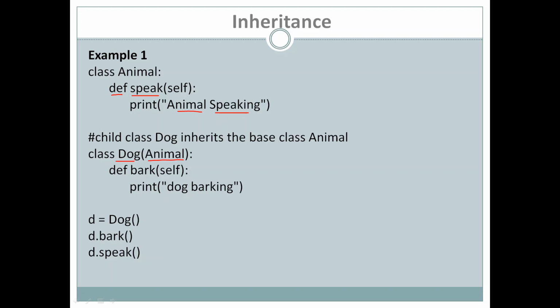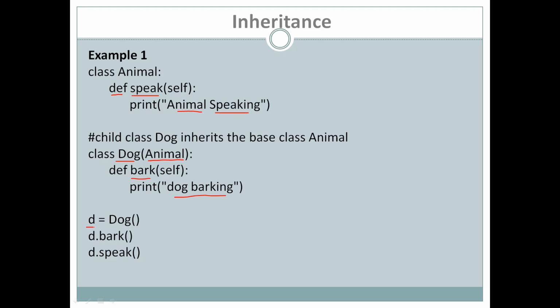Okay, then the dog class also contains its own method. The method is bark, and this method simply prints dog barking. Now as the dog class inherits the animal class, you can say the dog class contains two methods. The dog class contains one method of its own, that is bark, and it also contains one more method from the superclass, the method speak. So the dog class has two different methods, speak and bark.